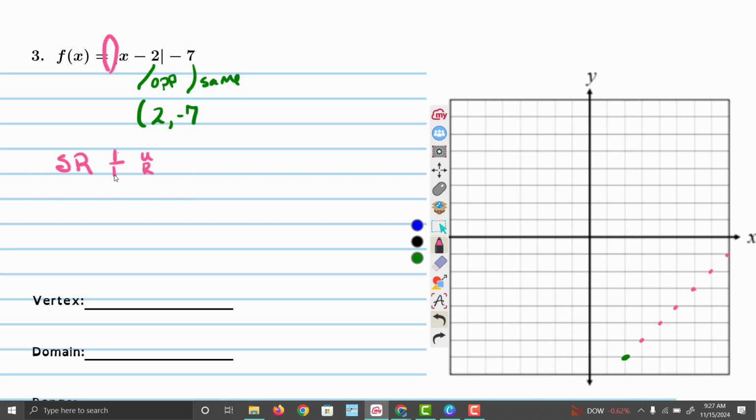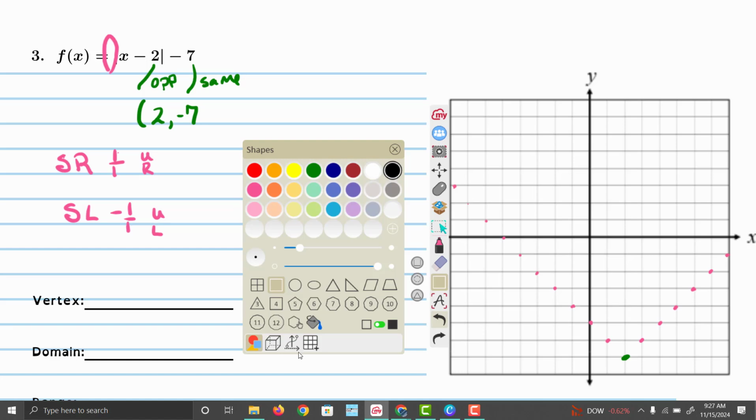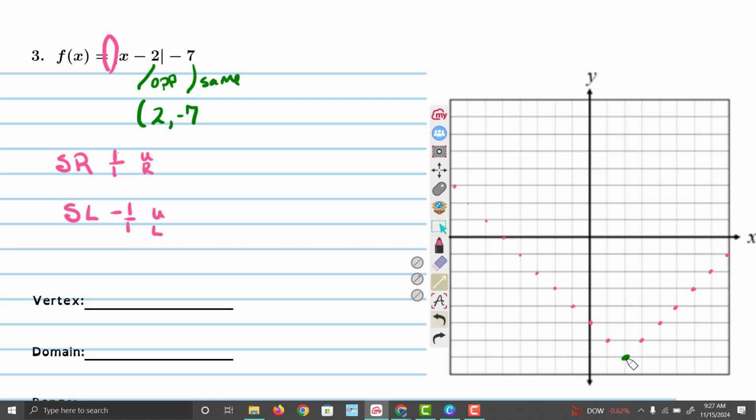Until I get that off the chart. My slope going left is going to be negative 1 over 1, which is going to go left and up until I'm off the graph. Now I'm going to graph in my line. So start at the vertex, going up to the right. Start at the vertex, going up to the left.